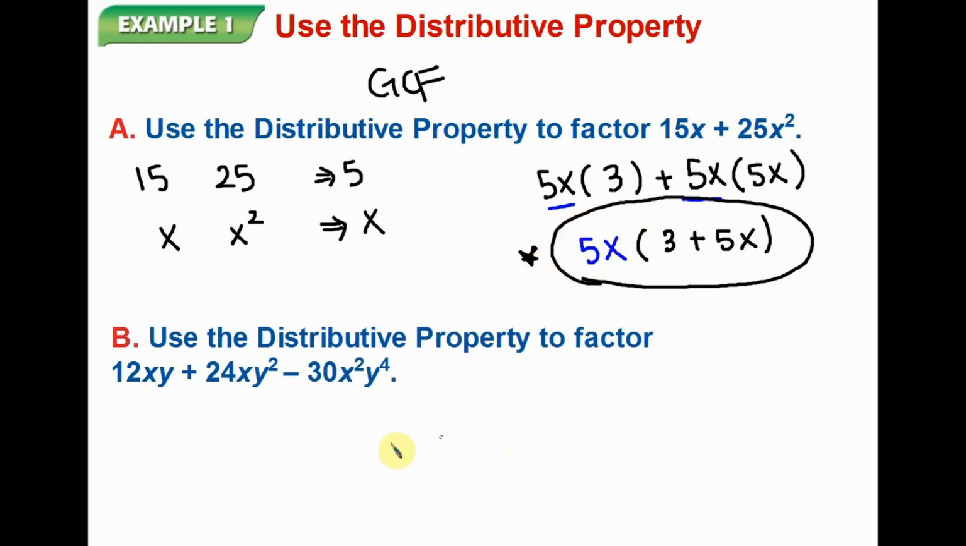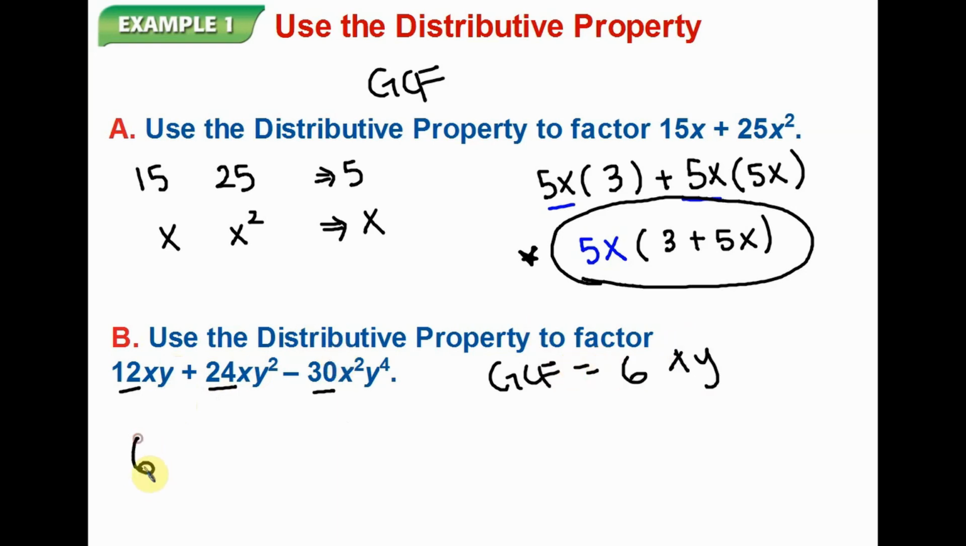Part B, now we're going to factor a trinomial. When you are dealing with a trinomial, you have to find the greatest common factor of all three terms. The first numbers I see are 12, 24, and negative 30. Don't worry about the negative yet, but 12, 24, and 30 have a greatest common factor of 6. Looking at the variables, xy squared, x squared y, and y to the 4th power, the greatest common factor of the 3 terms is xy.